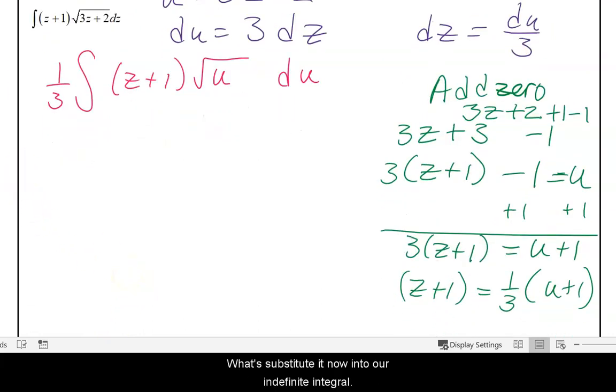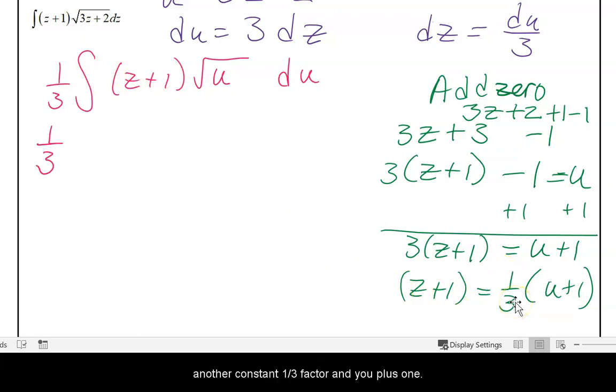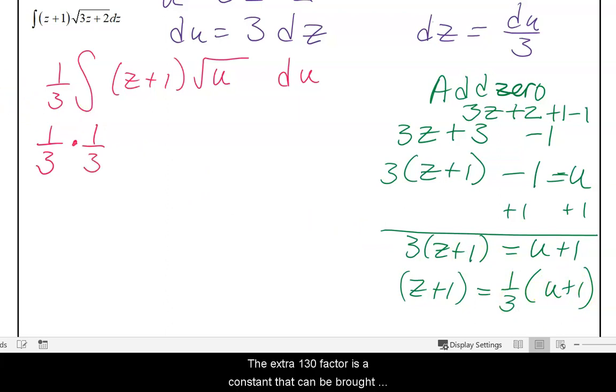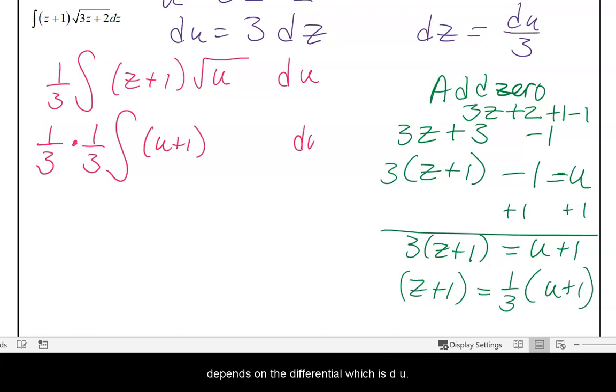Let's substitute it now into our indefinite integral. The 1/3 factor on the front is still there. Instead of writing z plus 1, I'm going to substitute another constant 1/3 factor and u plus 1. The extra 1/3 factor is a constant that can be brought out of the integral, but the u plus 1 cannot because it depends on the differential, which is du. Then I have the square root of u. Now can I rewrite this? What can I write for it now?